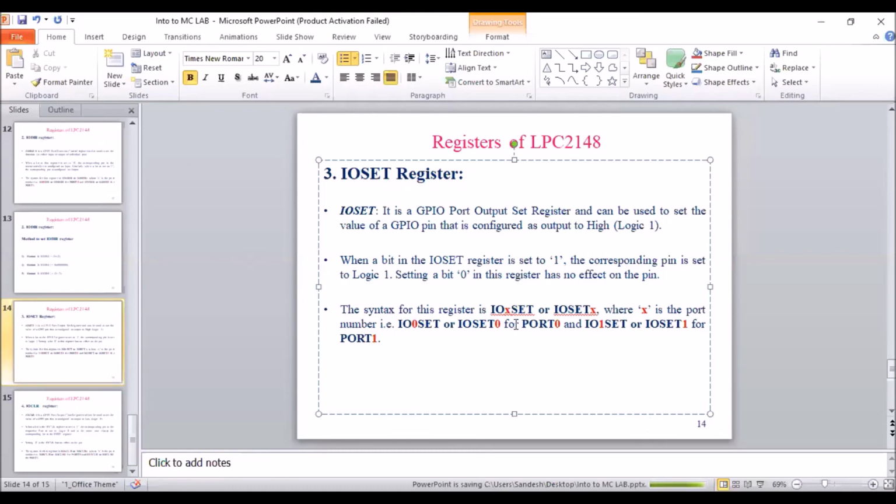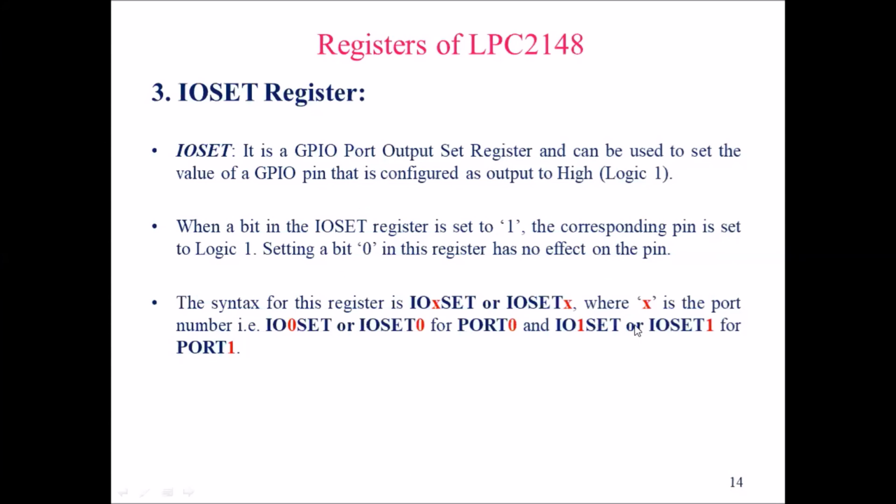IOSET0 for port 0, and IO1SET or IOSET1 for port 1. So that is what the IOSET register means. Here the pins will be set to the high state. If you want to set a pin to the high state, that should be done by the IOSET instruction register.